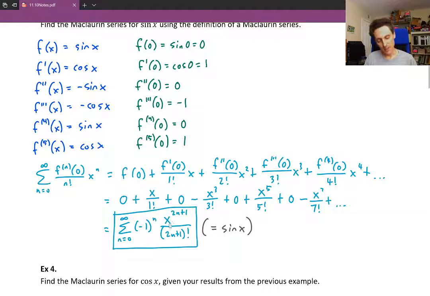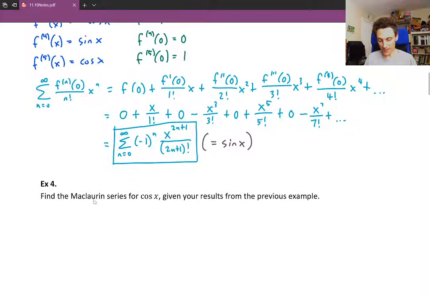It kind of makes sense because it's not too different from e to the x. The alternating part isn't going to really affect the convergence that much. And so since we have a factorial on the bottom, this is going to make it converge just like the e to the x converged. Okay, so there it is. There's the Maclaurin series for sine x.